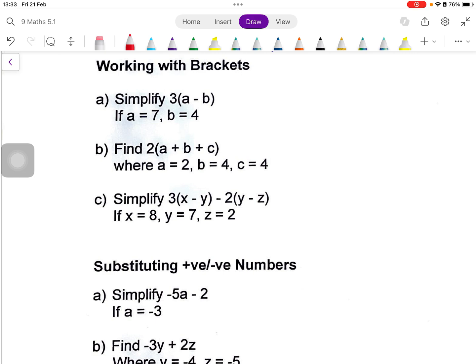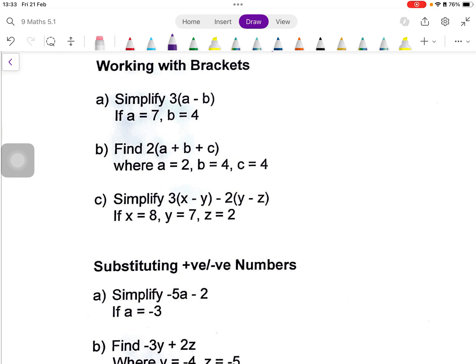Alright, part A, track with me. Simplify 3(A minus B), even though there is no times sign there, it is implied. When you have a number in front of the brackets, it means that there are 3 times A minus B, 3 lots of A minus B. And if A is 7 and B is 4, what is the answer?